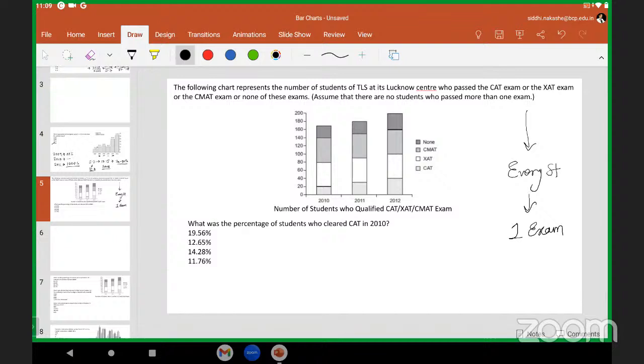What was the percentage of students who cleared CAT in 2010? So we need to find 2010. First of all, how many students are there? Total students, if you look over here, is somewhere between 160 and 180. So we can say it has to be 170. Find the total. And now what we can observe over here is that for the CAT, this represents CAT, this part.